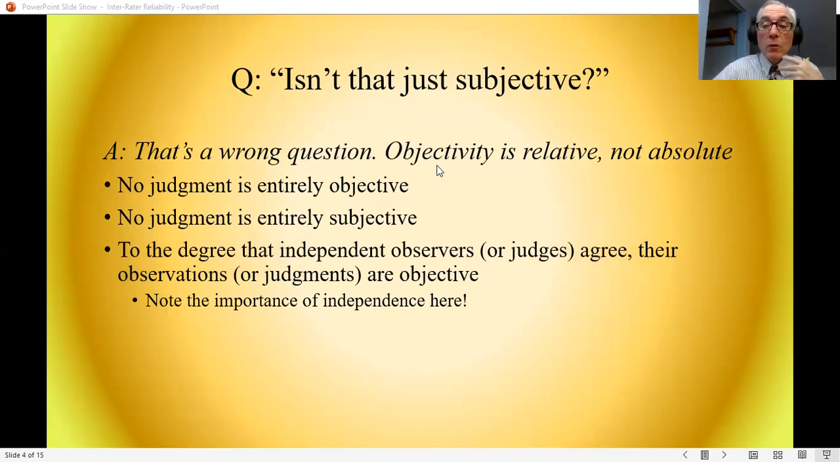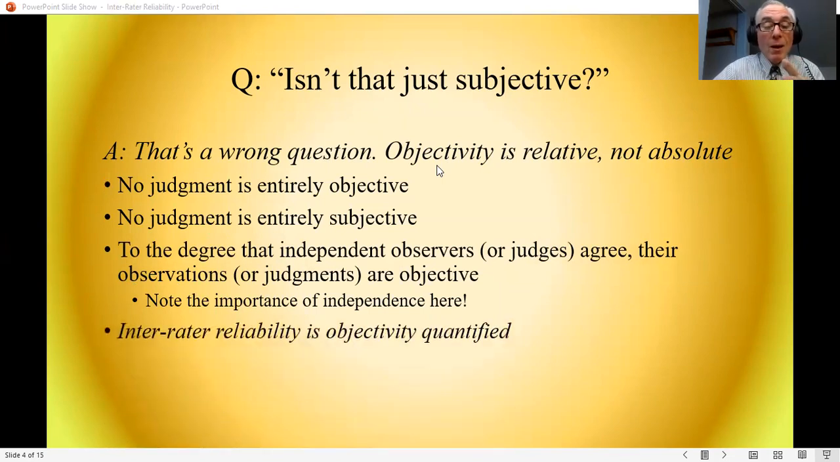This applies whether it's a simple perceptual observation, which is a kind of instantaneous judgment, or a judgment arrived at after a great deal of consideration of a whole variety of evidence. The only key word in here, by the way, is independent. When judges collude with one another, discuss with one another, they can arrive at an agreement. And that may not be a bad way to approach certain tasks, but the agreement they're arriving at is in no sense evidence of objectivity or of reliability. So I've kind of given it away, right? Inter-rater reliability, to a simple-minded scientific sort, is the quantification of objectivity. They're essentially the same thing.